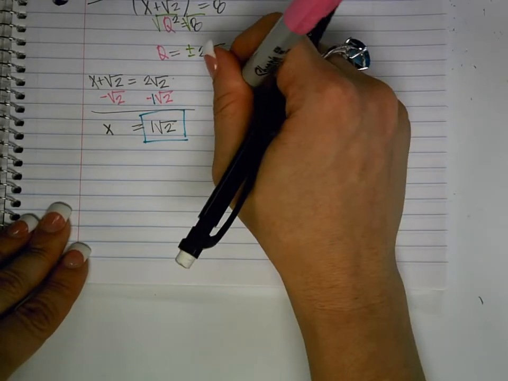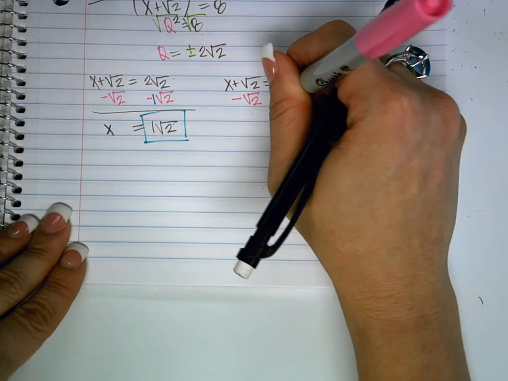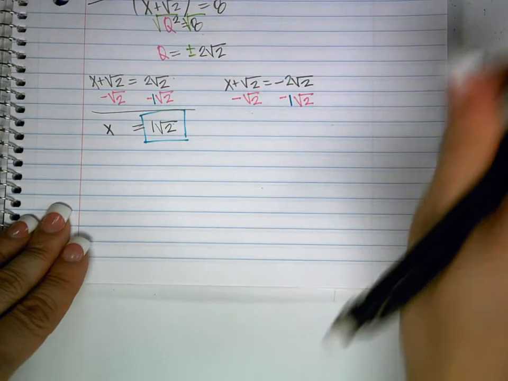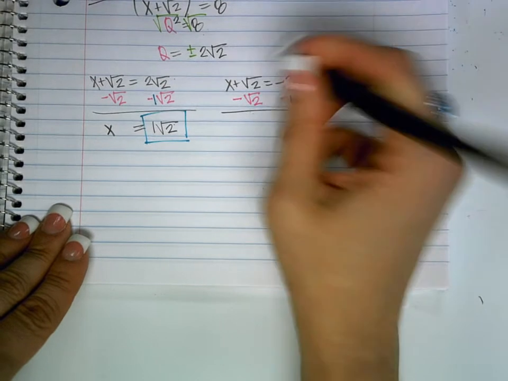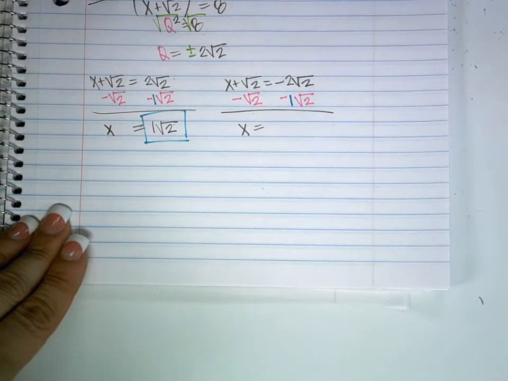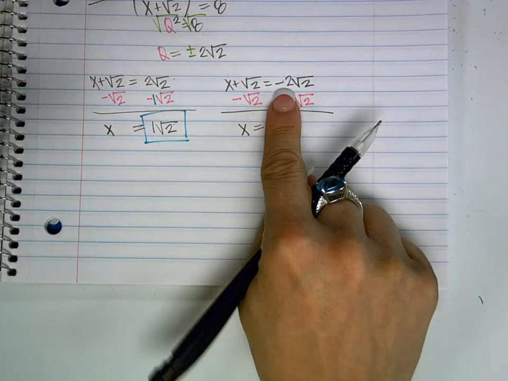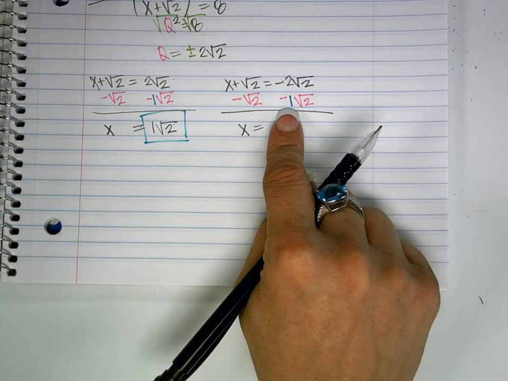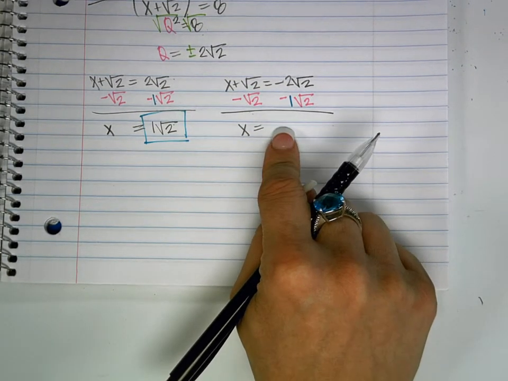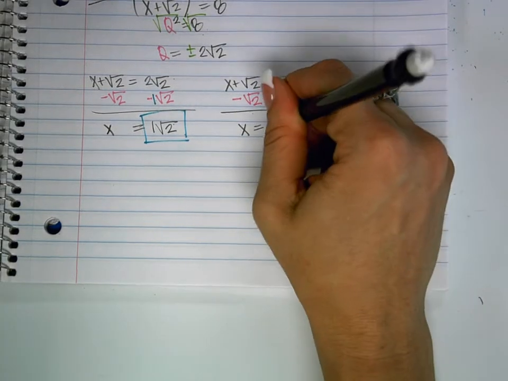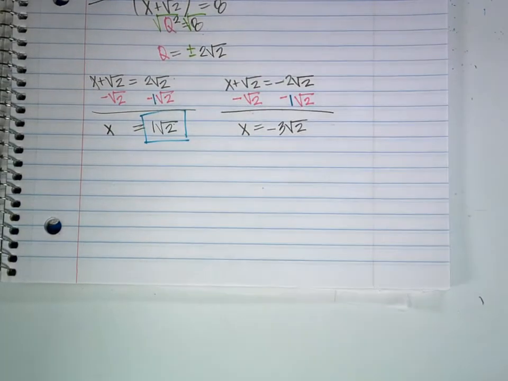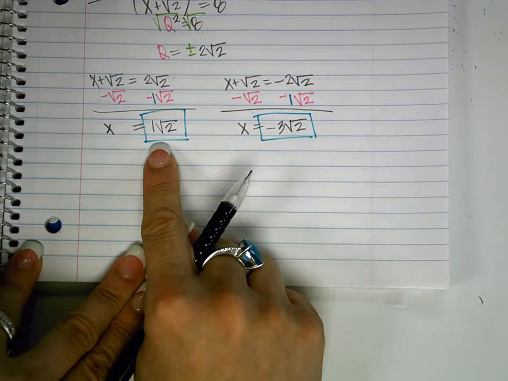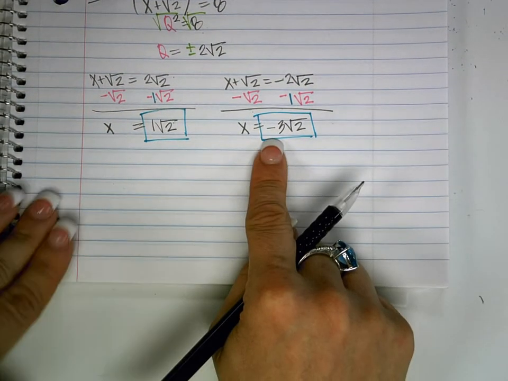Here, we're going to do the same thing. We're going to subtract root 2, subtract root 2. Add in the coefficient of 1 if it helps you. You don't have to, but add it in if it helps you. The negative 2 root 2 minus another root 2 gives me what? Dominique, what does that give me? Perfect. Negative 3 root 2. And that's your answer. So 2 different answers here. Positive root 2 and negative 3 root 2.